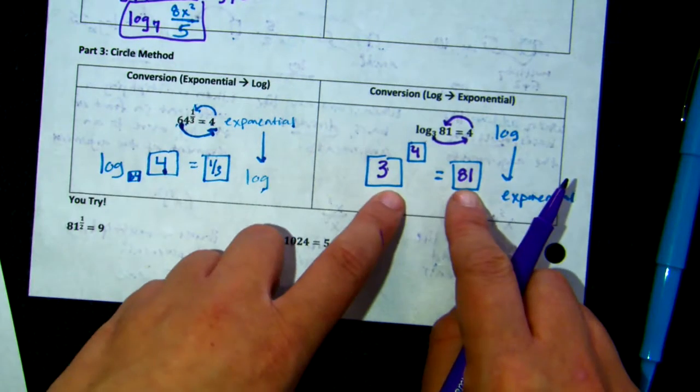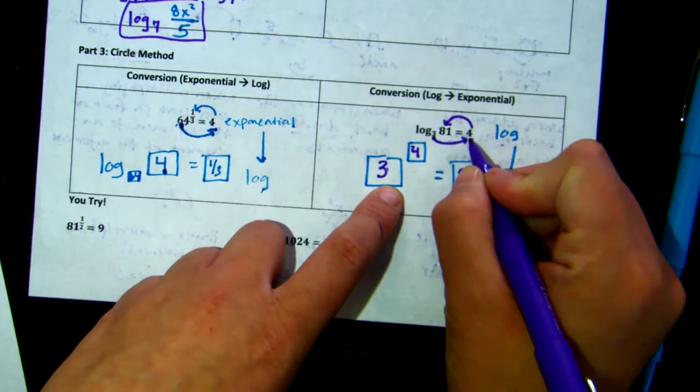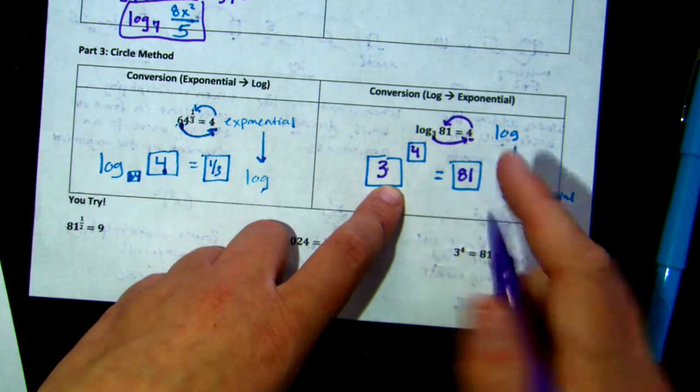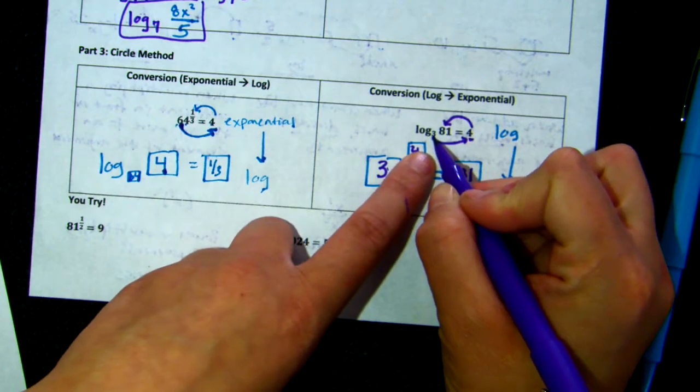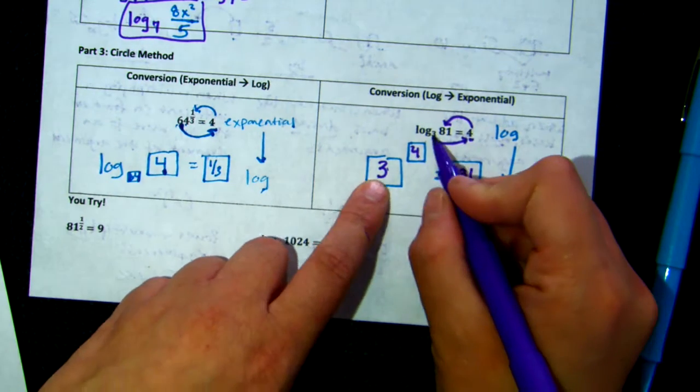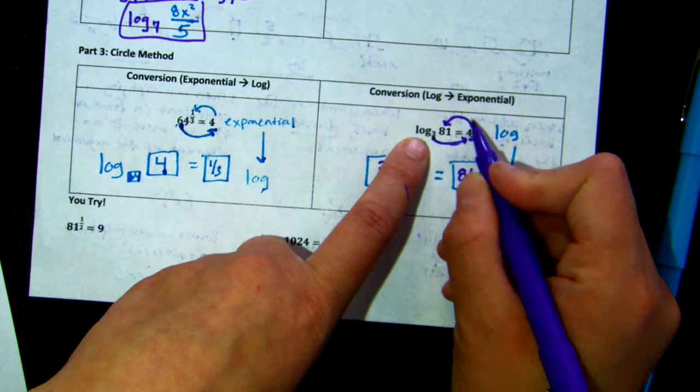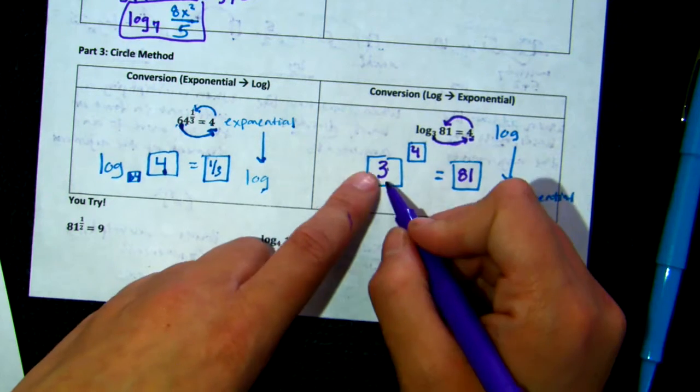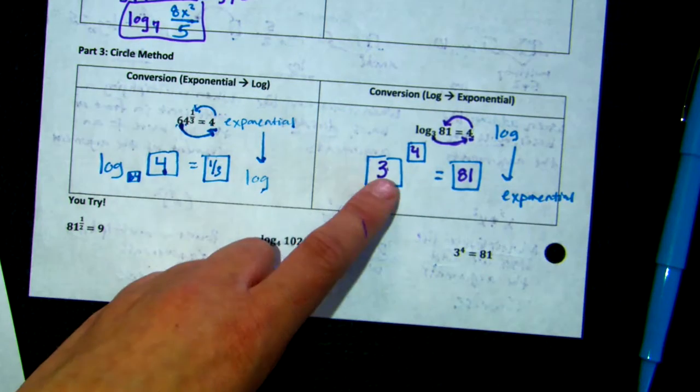So draw the boxes first. Make sure your single number is on the right-hand side of the equal sign. Start at the base, go around the equal sign and back to get your order. So this is the first one I went to, second one I went to, third one I went to. So my boxes are first, second, and third.